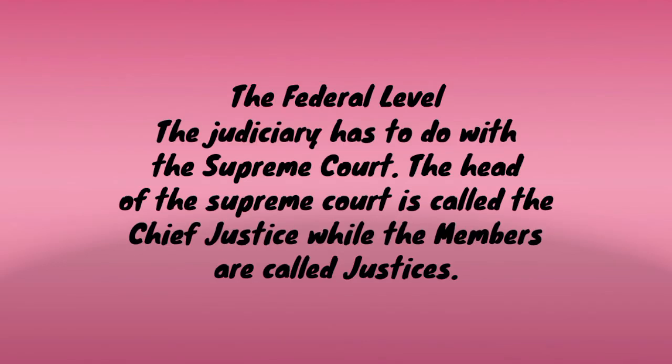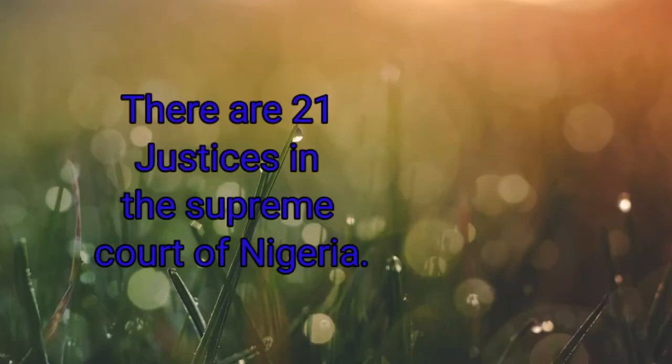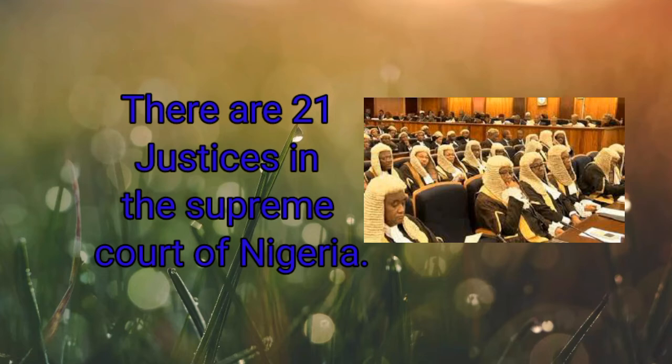Now, at the federal level, the judiciary has to do with the Supreme Court, and the Supreme Court is the highest court in the country. The head of the Supreme Court is called the Chief Justice. A member of the Supreme Court is called a justice. And there are 21 justices in the Nigerian Supreme Court. I hope you get that. There are 21 justices in the Supreme Court of Nigeria.